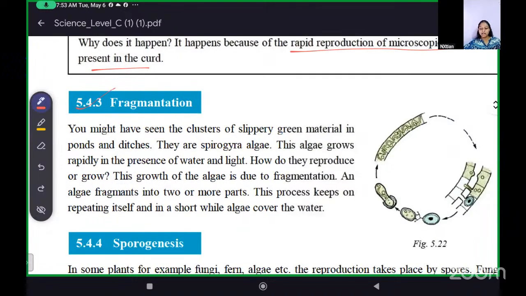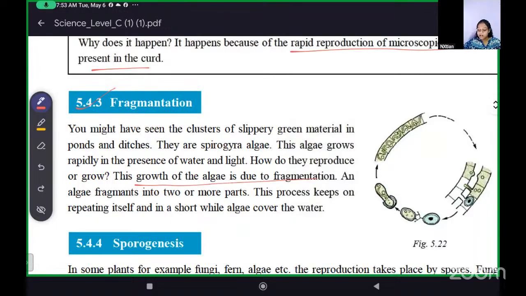Fragmentation. Now, we have seen algae in ponds and pools and water bodies, pools and ditches, right? Clusters of slippery green material. If you observe, that is known as algae. This algae grows rapidly in the presence of water and light. How do they reproduce or grow? The growth of algae is due to a process called fragmentation.